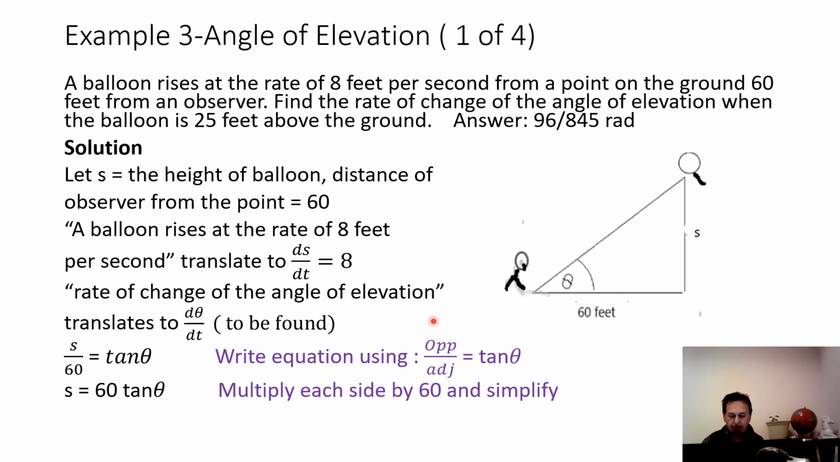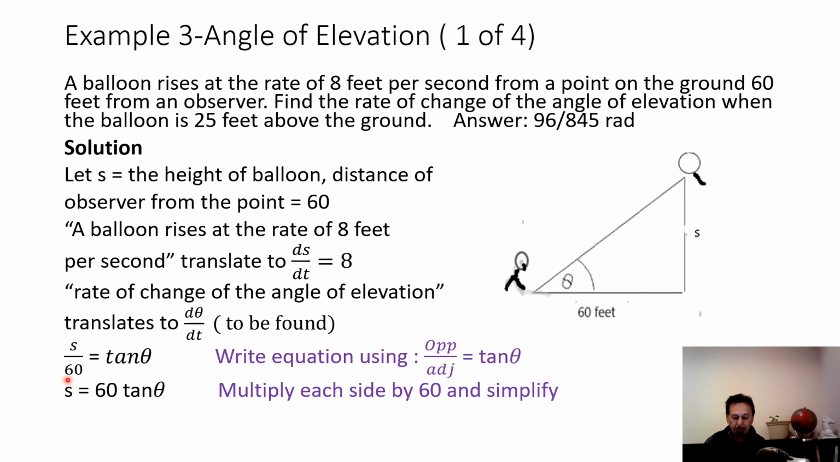So we need to write an equation. We can use this height and this distance and this angle. We can try to relate these three quantities within a trigonometric equation. We know S is the opposite of the angle theta and 60 is adjacent, and we know opposite over adjacent is tangent theta.